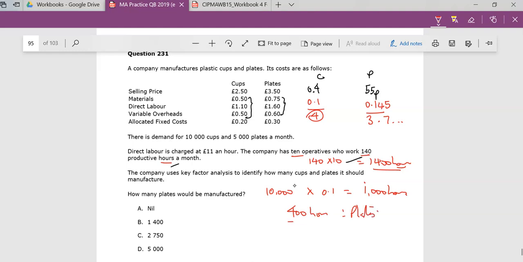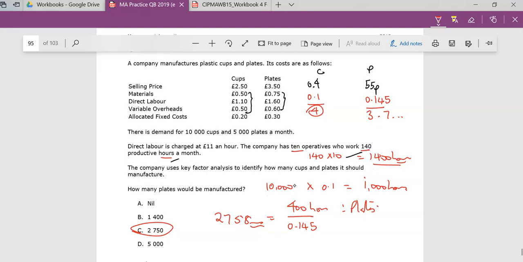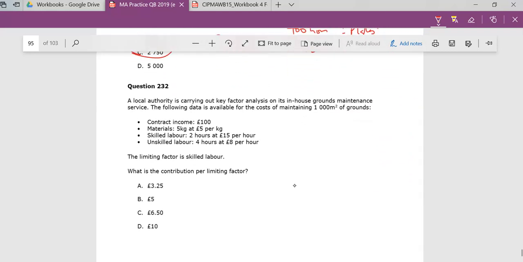And I'm told that it takes 0.145 hours to make a plate. So 400 hours divided by 0.145 will take us to 2,758 or something along those lines, and we round down to 2,750. So that's the process. It's the same as we did in earlier questions, I think 230, maybe 229. This idea is that I need to make sure I allocate best, and whatever's left I use for the other products.